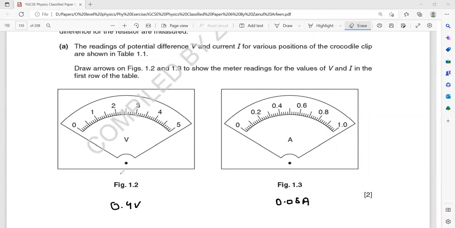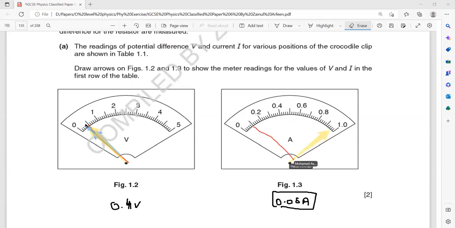Use a screen annotation where 0.4 is on the voltmeter. You just have to do 0.4. When you draw, that's right, because each line is representing 0.1, so 4 lines equals 0.4. So this is 0.4. Then here use a screen annotation to mark 0.08. Not 0.8, 0.08.